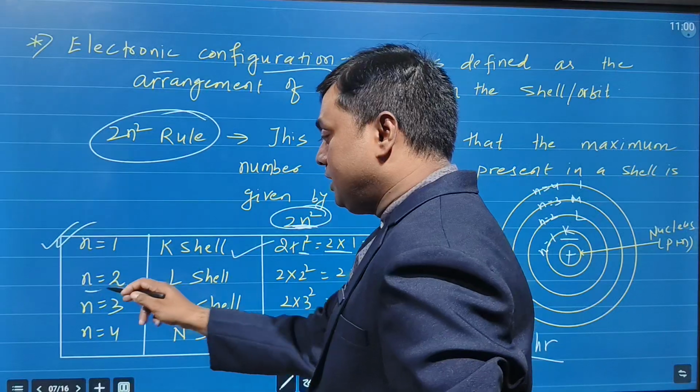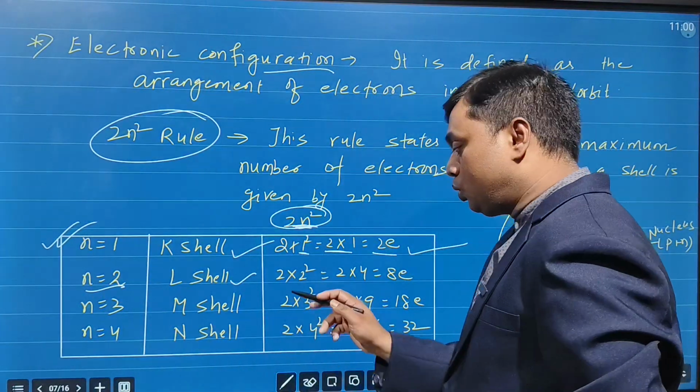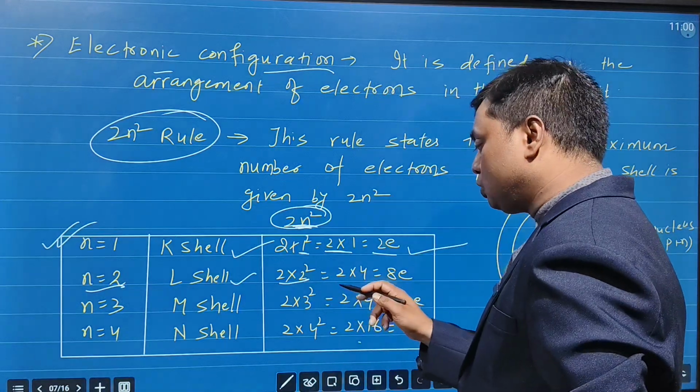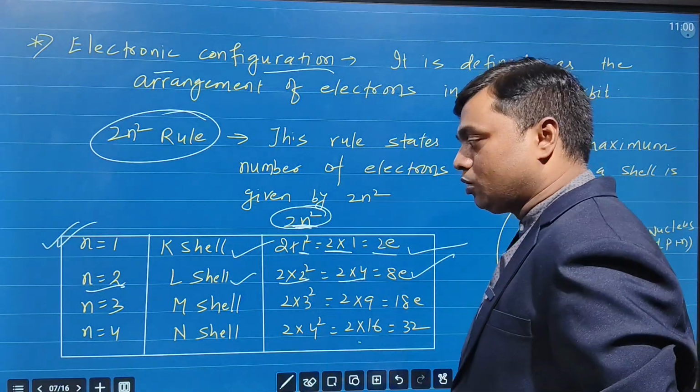Similarly, n is equal to 2, that is the L shell. 2n² is the maximum number of electrons which can be present. So 2 into 2 square is what? 2 into 4, 8 electrons.